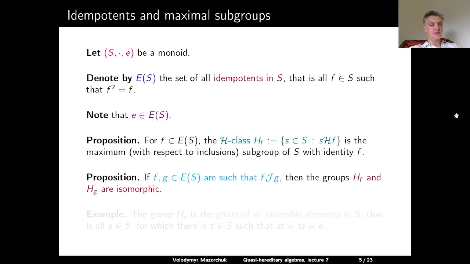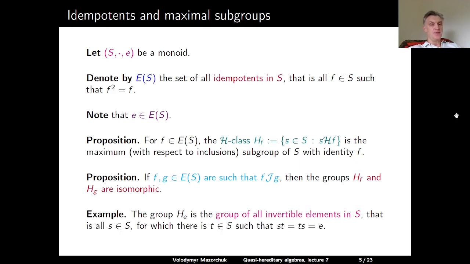And another proposition: if you have a finite monoid S and two idempotents F and G in E(S) such that F and G are J-equivalent, then the corresponding maximal subgroups H_F and H_G are isomorphic. A typical example: the group H_E, the maximal subgroup for the identity element E, is the group of all invertible elements in S. That is, all elements S in S for which there exists some element T in S such that ST is equal to TS and is equal to the identity.